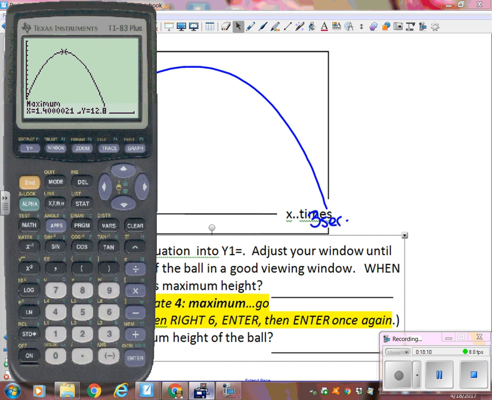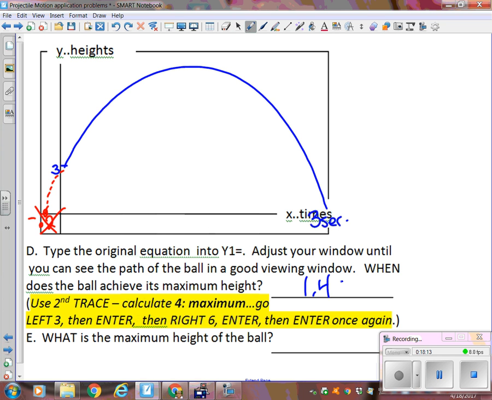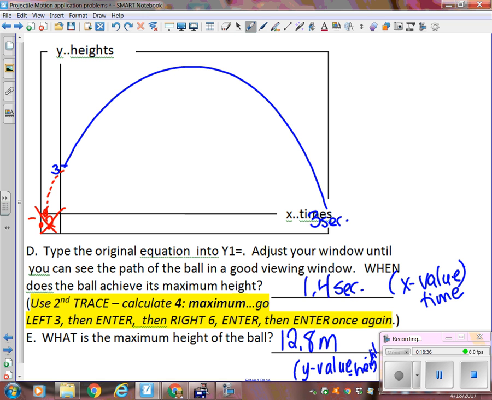So my answer to part D is 1.4 seconds, because that's my x value. X values are time numbers. And then the maximum height is at what? 12.8 meters. I do like to see you use units where it's appropriate, and you do have them, so let's use them, which is the y value, because y values are height numbers. So you just have to make sure that you understand what it is you get when you go across that viewing window. So this maximum height right here occurred at 1.4, comma 12.8. Is everybody good? Okay.